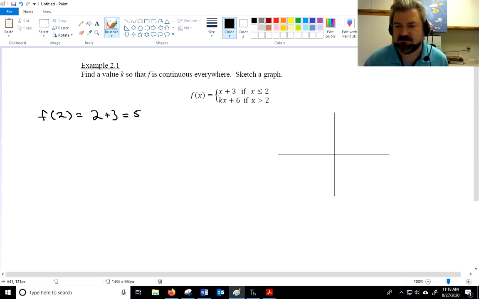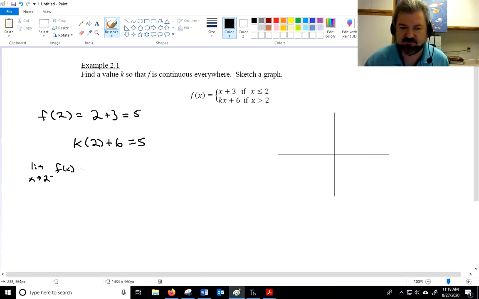So clearly the limit on the left is 5 because we could just use direct substitution. But what I need is kx plus 6 to equal 5 as well. So I'm going to say k, when x is 2, plus 6 needs to equal 5. Right? Let me just formalize that just a little bit. The limit as x approaches 2 from the left, we can use direct substitution for and say 2 plus 3 equals 5.